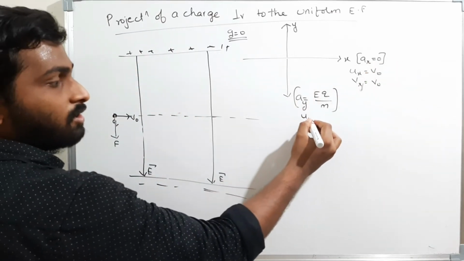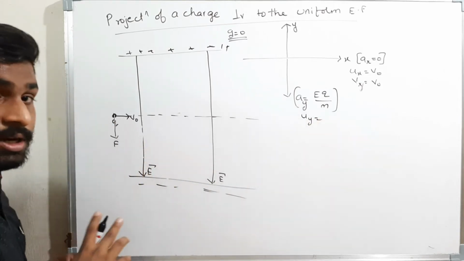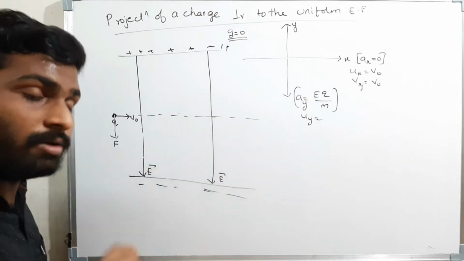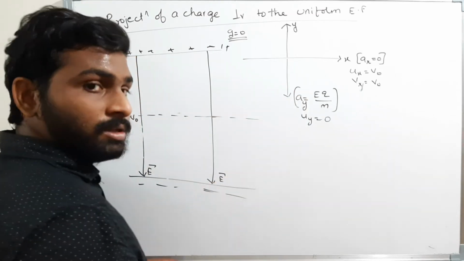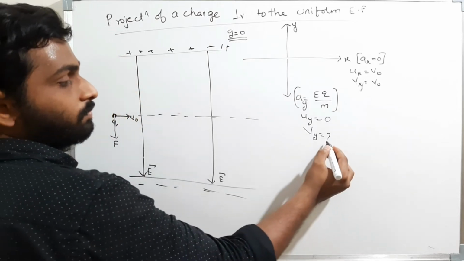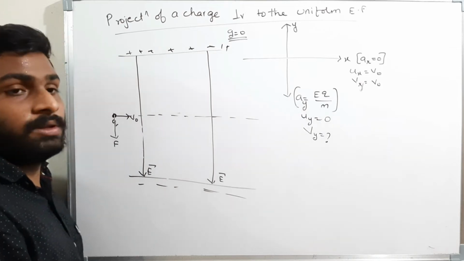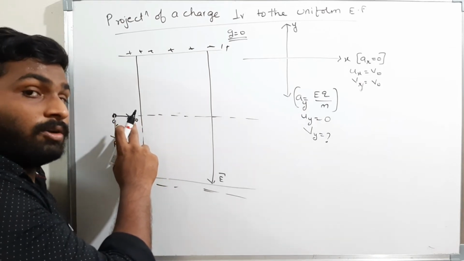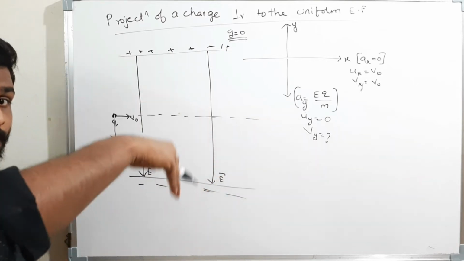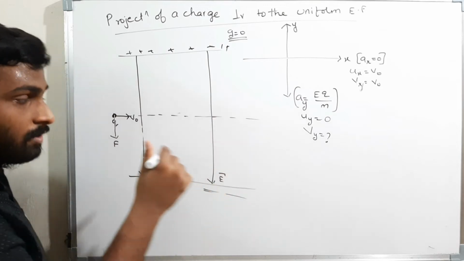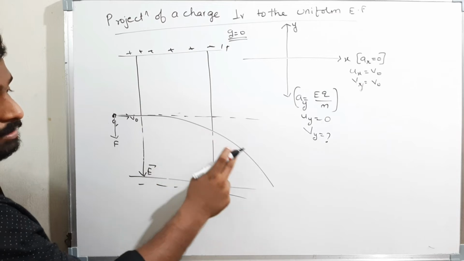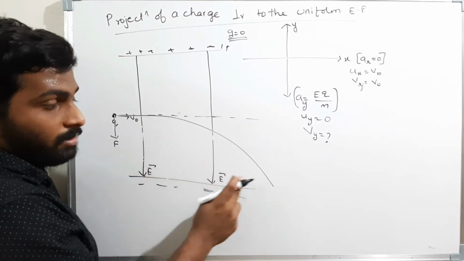Now the initial velocity uy is how much? It is projected with a horizontal velocity, therefore the initial vertical velocity is 0. Now what is the final vertical velocity? Some value. Now how will the body move? The body has some horizontal velocity v0, therefore the body will move in this direction. And now the body is pulled downwards, therefore the body slowly moves downwards. Therefore the body will follow this path, a projectile path.